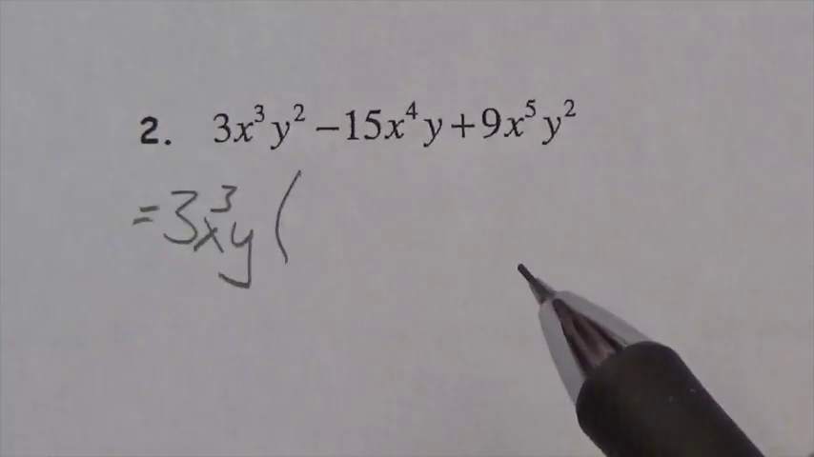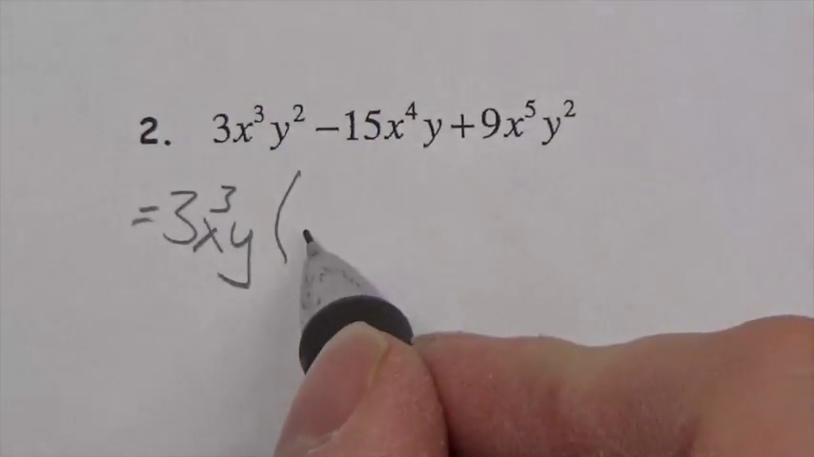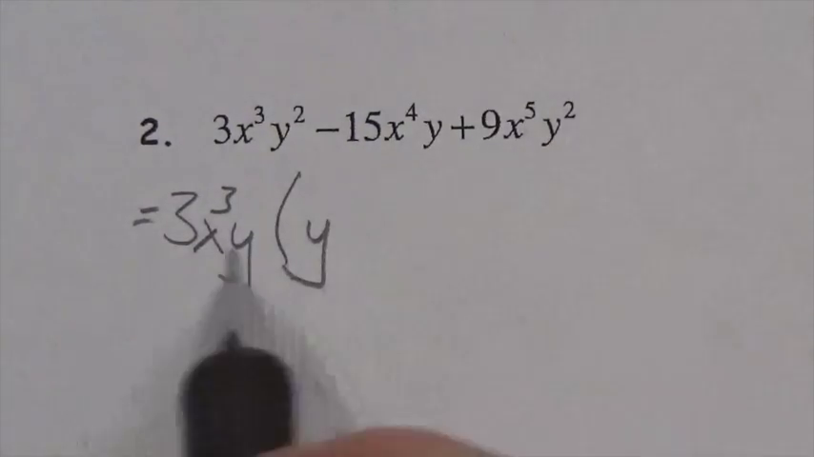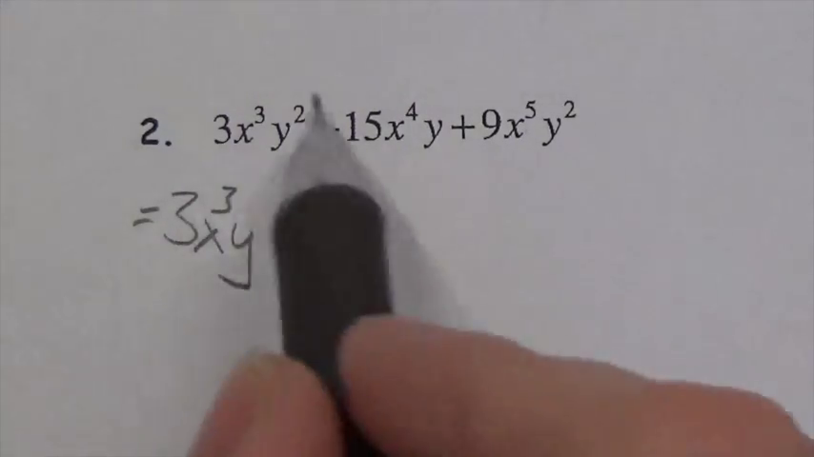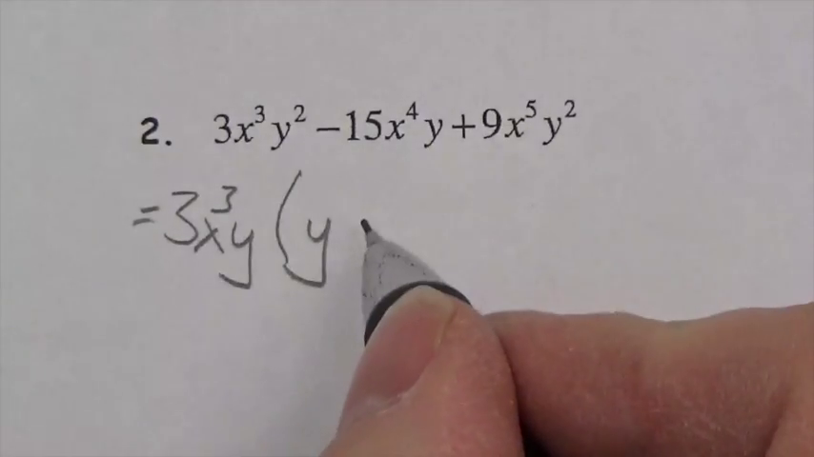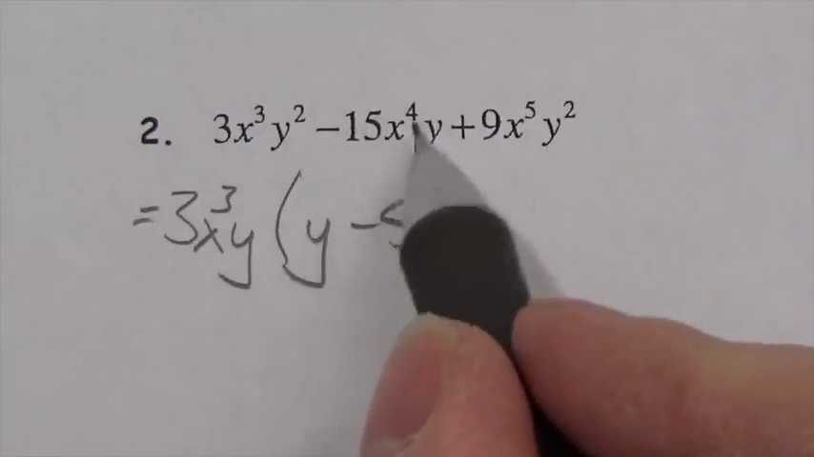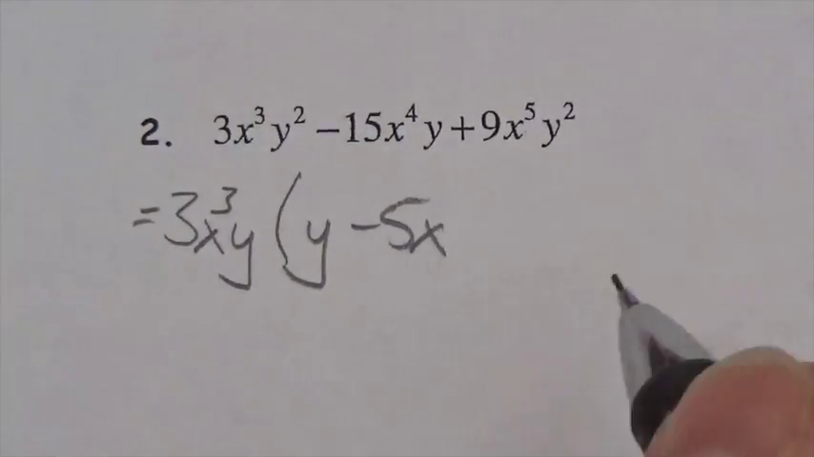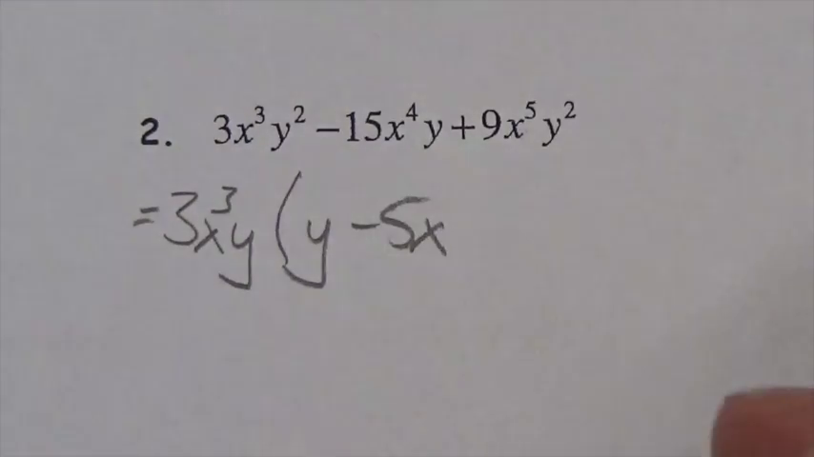X cubed divided by x cubed is 1. Y squared divided by y is just going to be a single y left over. And if you multiply that by the y, you will regain that first term. Negative 15 divided by 3 is negative 5. X to the 4th divided by x cubed will give me an x. And then y divided by y is 1.